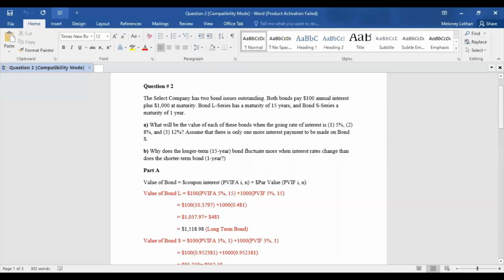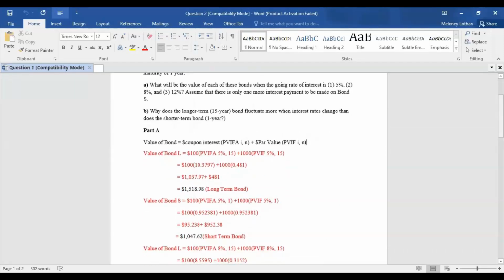All right, here we go. First we're given the value of the bond. The formula is coupon interest multiplied by the PVIFA interest and number, which stands for N, plus par value times PVIF interest N. The value of the bond L is $100 as stated in the question, and the present value interest factor annuity is 5% at N, which is 15 years, and $1,000 for the par value.